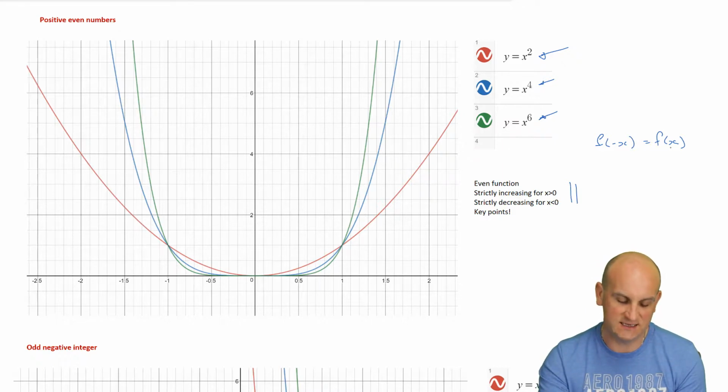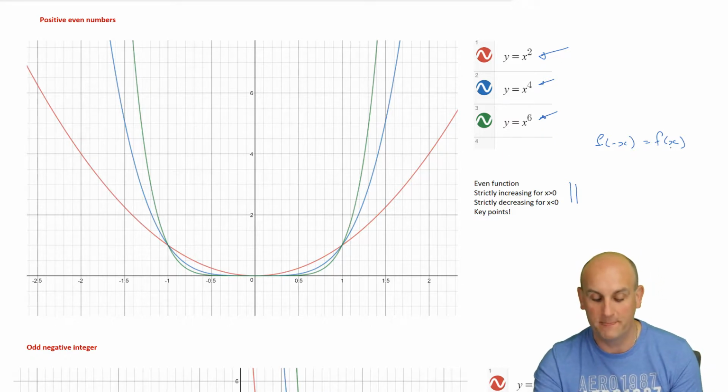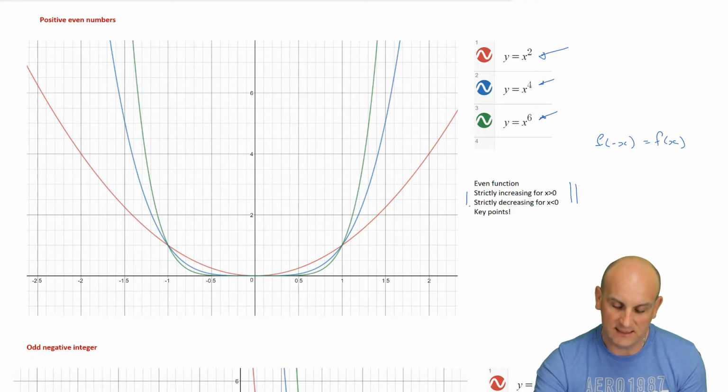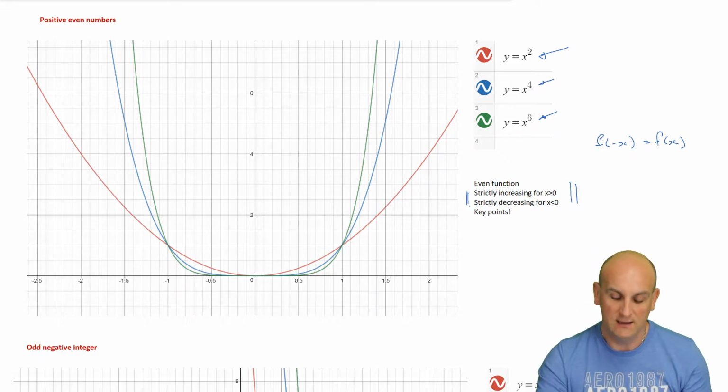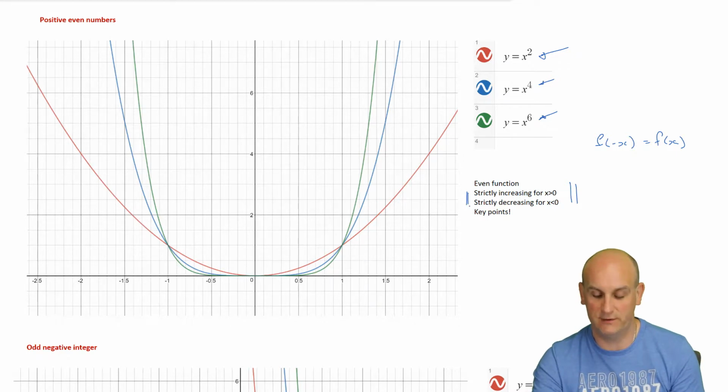Key points again: 0, 0, 1, 1, and minus 1, 1. And it's strictly increasing and strictly decreasing for various parts of those graphs. And obviously, if we look here, it says strictly increasing for all x values greater than 0.